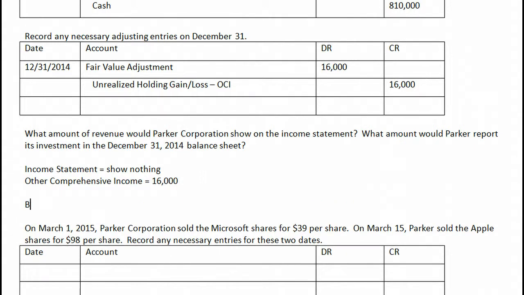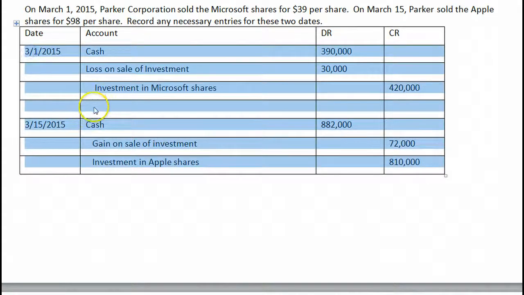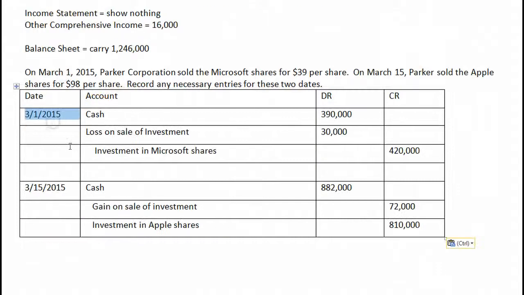Now on the balance sheet, we would still carry the assets at the $1,246,000, which again is the original price, the $420,000 plus the $810,000 plus the $16,000 increase in value. So that gives you the $1,246,000. That's what we would show on our balance sheet. And again, for March 1st, 2015, I'm going to cheat a little bit and just copy down. There is no difference in the selling of a trading versus available for sale from an accounting standpoint.